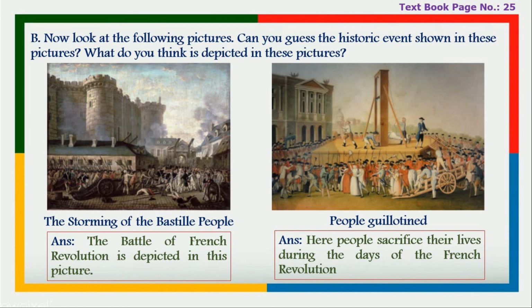Now, look at the following picture. Can you guess the historic event shown in these pictures? What do you think is depicted in these pictures? First one, the storming of the Bastille people. This picture talks about the Battle of French Revolution. And the second one, people guillotined. This picture refers to the people who sacrificed their lives during the days of the French Revolution.